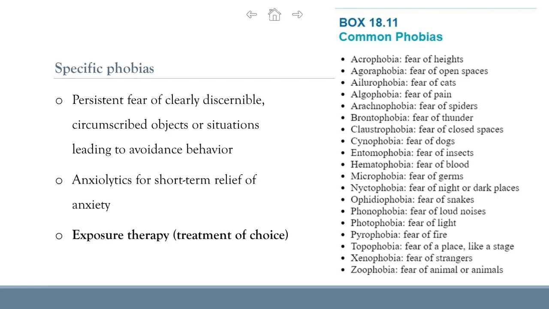On this slide, I have a list of some common phobias. I'm not going to go over them all. It's an excerpt from your book, just to give you an idea of some phobias that people have.